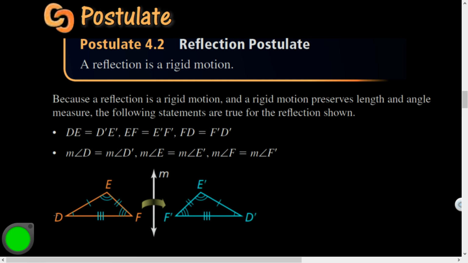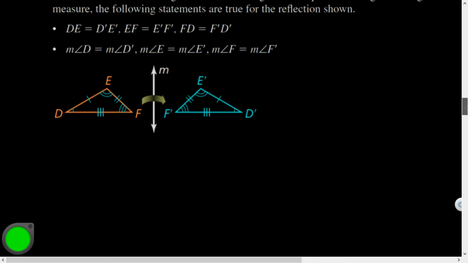The corresponding sides are still congruent. The corresponding angles are still congruent. This kind of makes sense. So corresponding parts are congruent. That's a big theme that'll come up later when we're proving triangles congruent. Good times. Ready for an awesome composition?